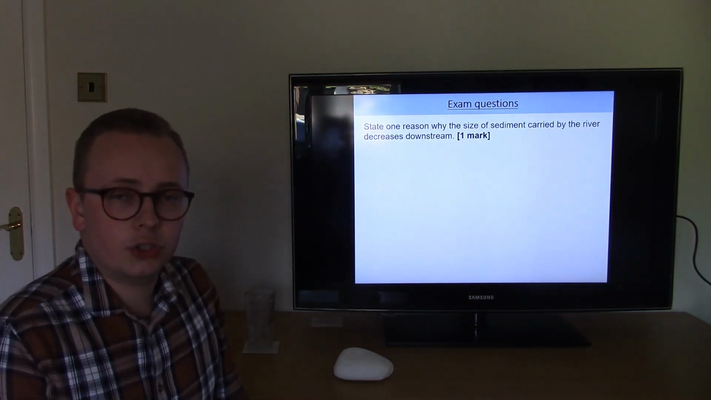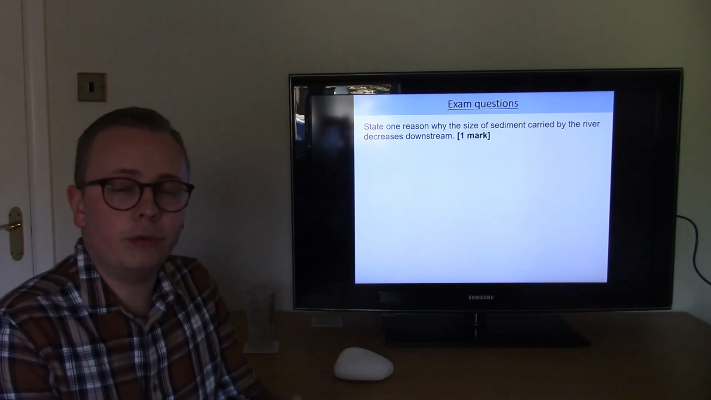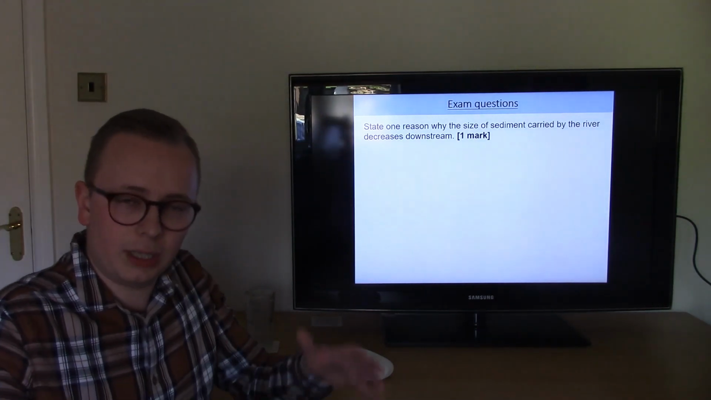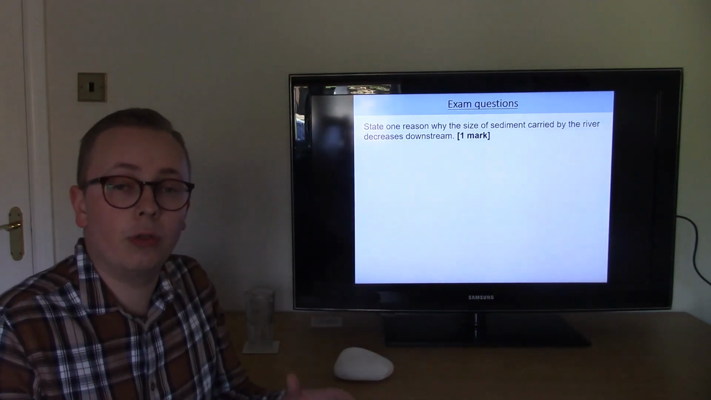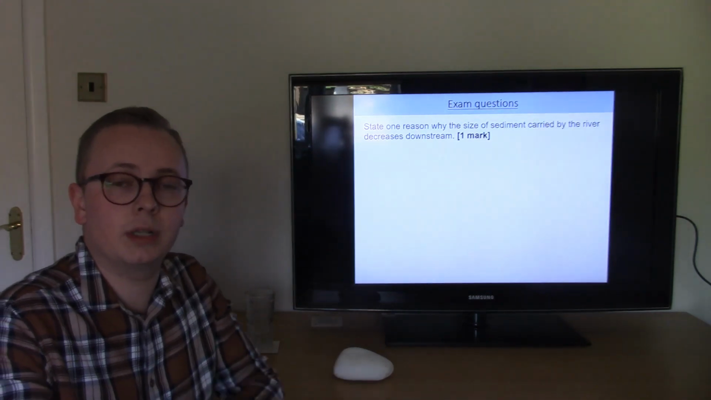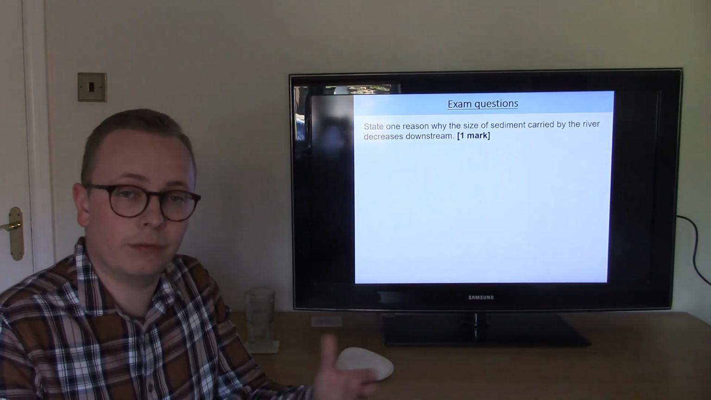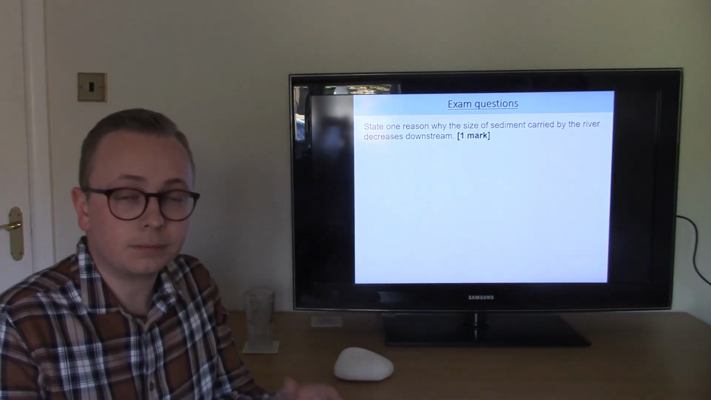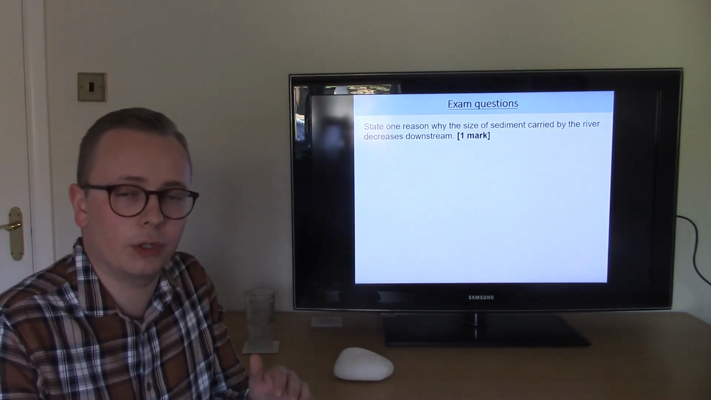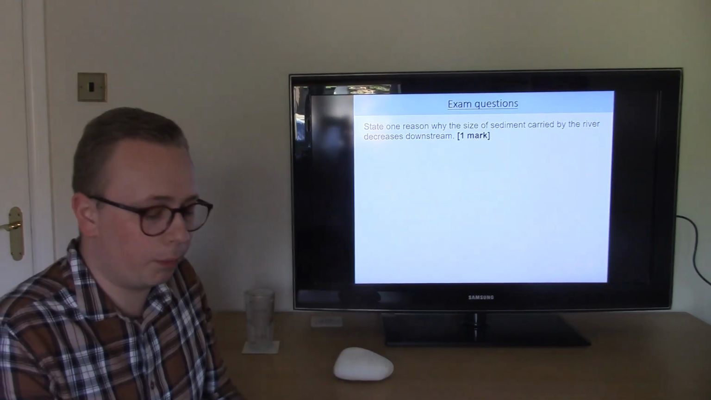So now we'll just take a look at some exam questions. Fluvial processes don't feature as large answer questions alone, although we often see that you will need to include knowledge of fluvial processes in larger questions when you're explaining the formation of river landforms. But we do see some short mark questions that stand alone about processes.